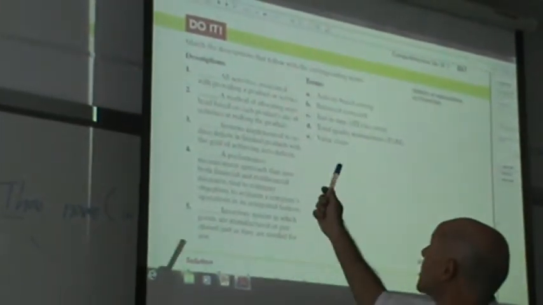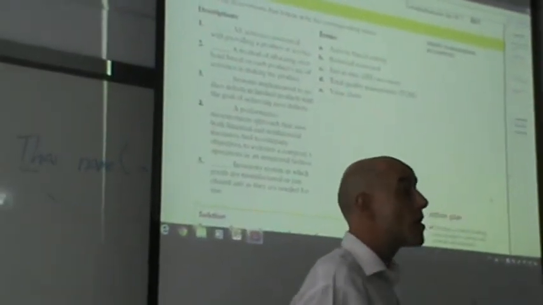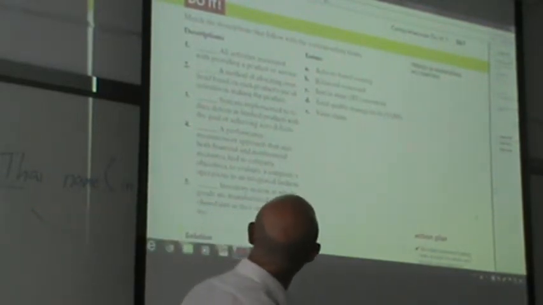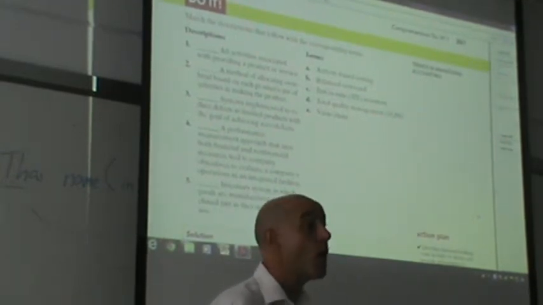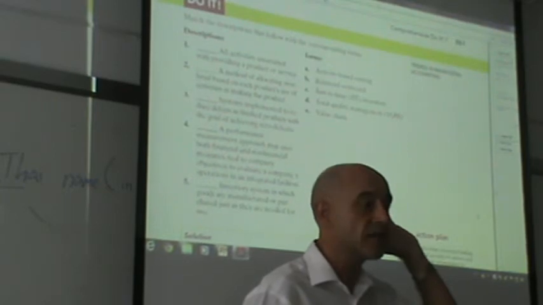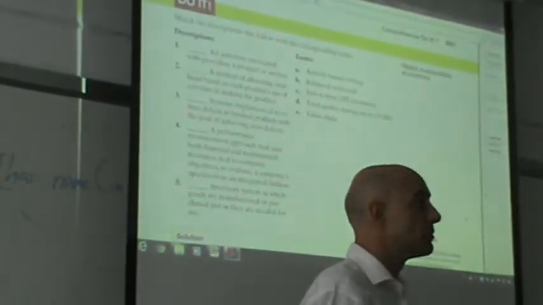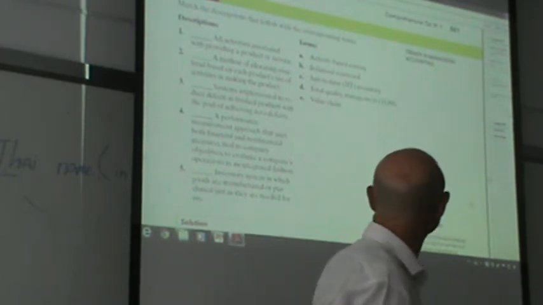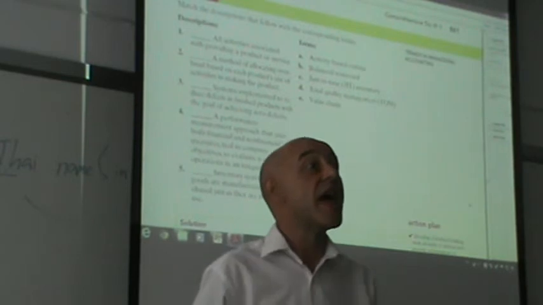Now, this one is a simple description with a simple concept. You read the description on the left and you see what's the answer on the right. So, what's one? One. All activities associated with providing a product or service. Value chain, so it's term, which term? E. So, one E. What about two? A method of allocating overhead based on each product's use of activities in making a lot. A. Two A.